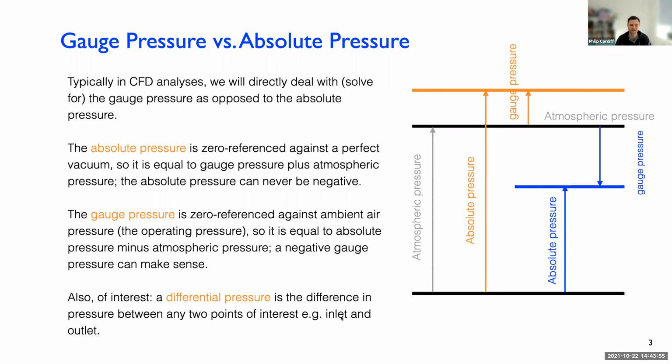Like, for example, between the inlet and outlet, what's the differential? So this is the difference between the two of them. Obviously, if your gauge pressure at the outlet is zero, then the differential between the inlet and outlet is equal to your gauge pressure at the inlet in that case.